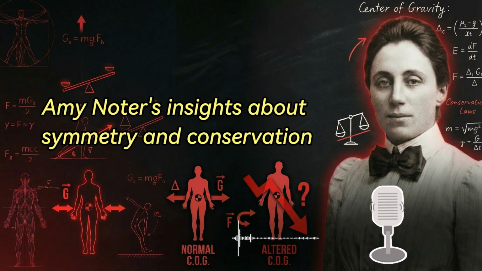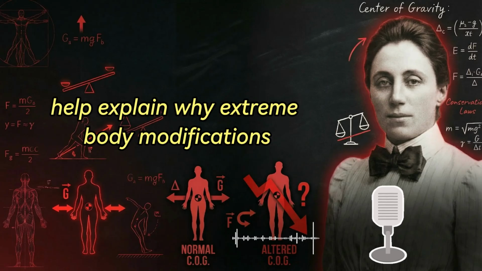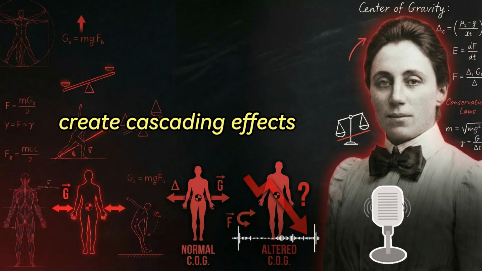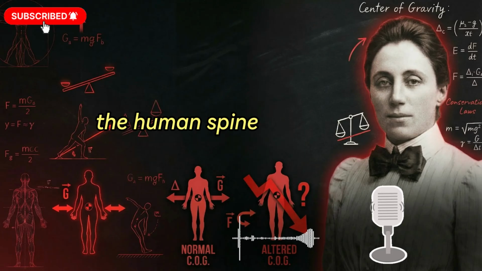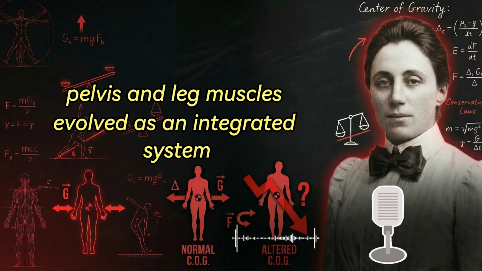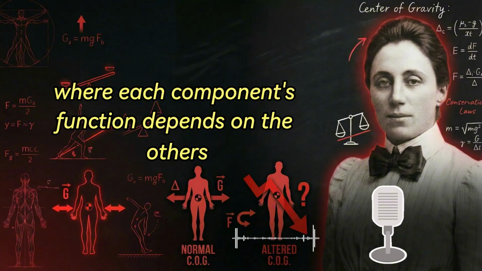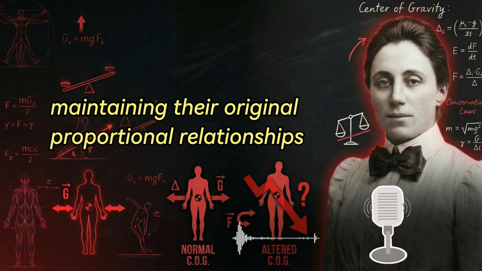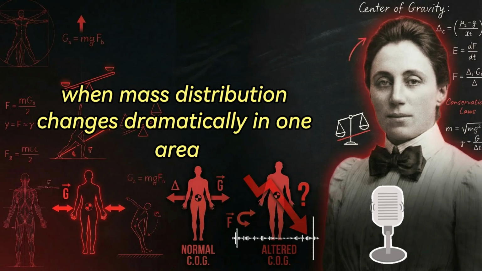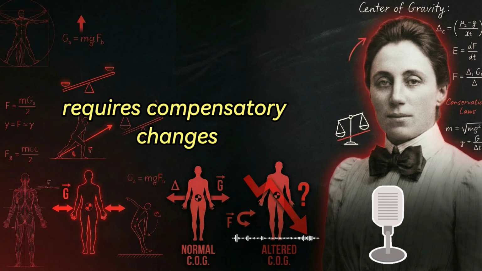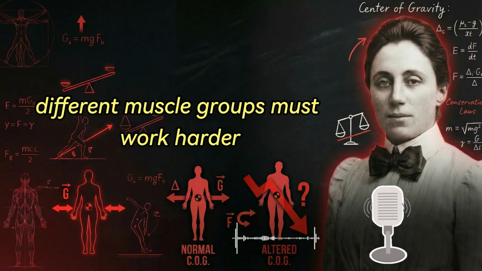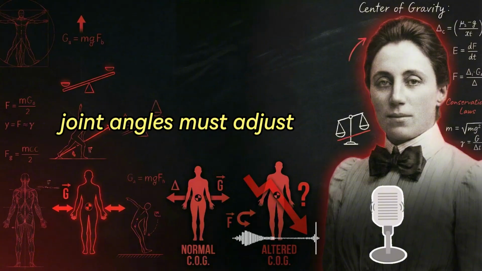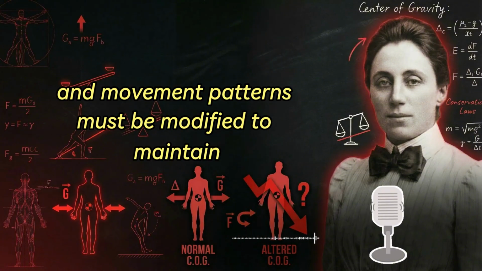Emmy Noether's insights about symmetry and conservation help explain why extreme body modifications create cascading effects throughout the entire musculoskeletal system. The human spine, pelvis, and leg muscles evolved as an integrated system where each component's function depends on the others maintaining their original proportional relationships. When mass distribution changes dramatically in one area, conservation of mechanical forces requires compensatory changes throughout the entire kinetic chain. Different muscle groups must work harder, joint angles must adjust, and movement patterns must be modified to maintain stability.